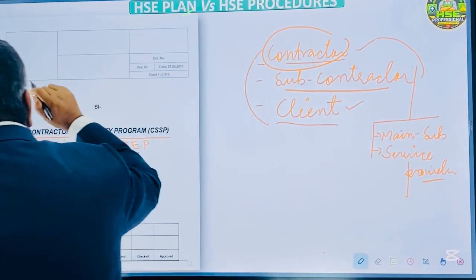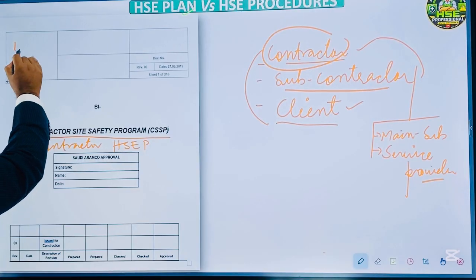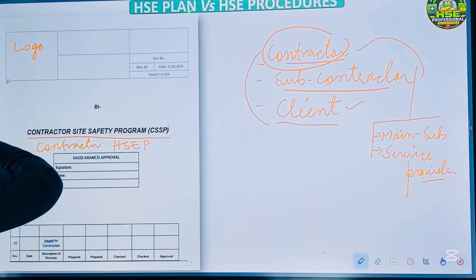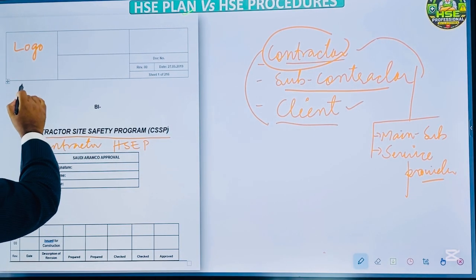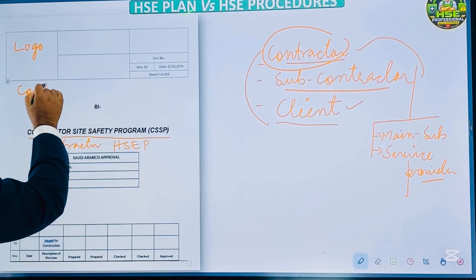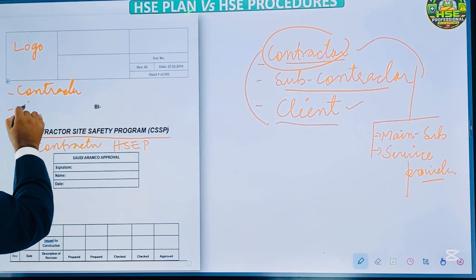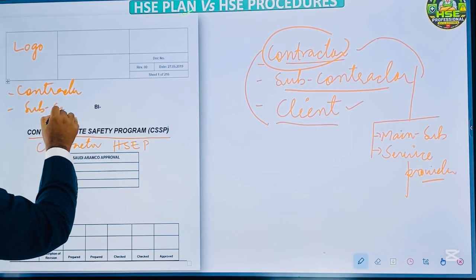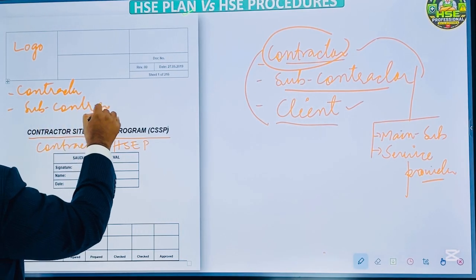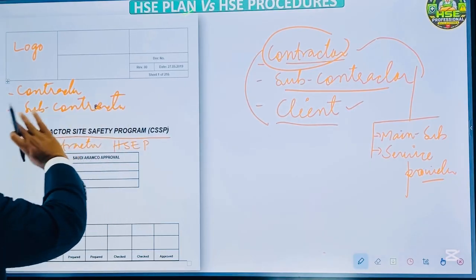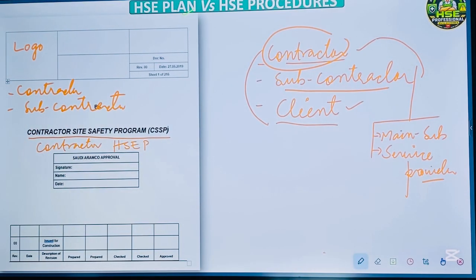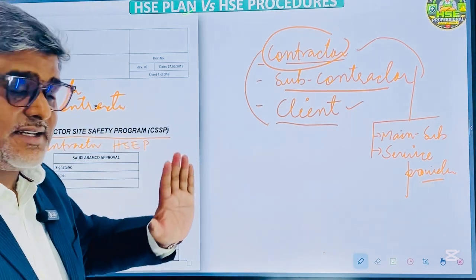So there will be a logo. This area we are going to put the logo. So here will be the logo of the contractor and subcontractor, any one of them. So there will be the logo of the contractor and subcontractors who own the project exactly.